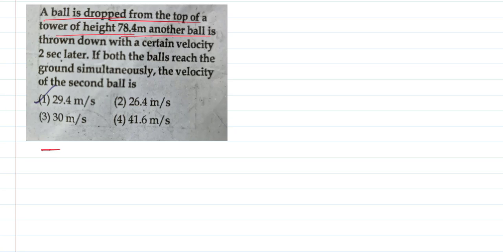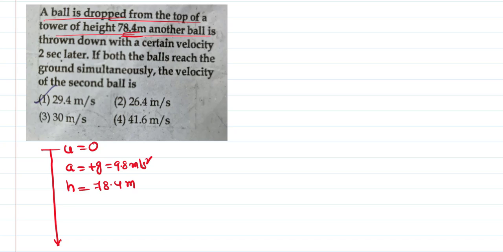Say this is the tower. From the top of the tower, a ball is dropped. Dropped means initial velocity is 0. Its acceleration is acceleration due to gravity, plus g, that is 9.8 meters per second squared. It is falling from a height of, as given, 78.4 meters. We can use a simple equation, S equals ut plus half at square.